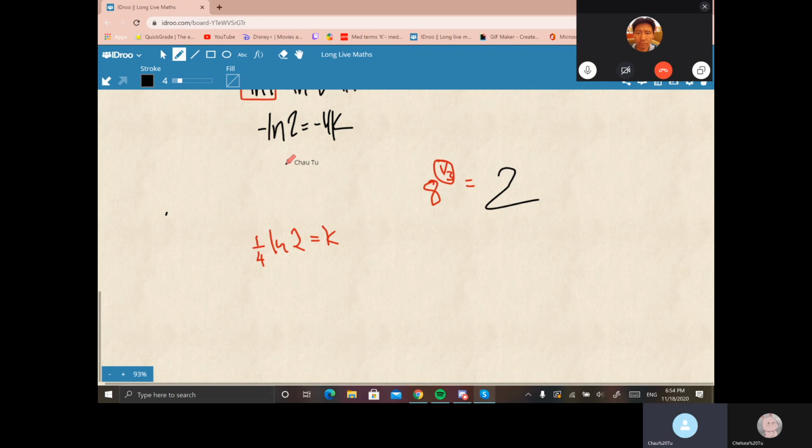Right, Chelsea? When you work with natural log or log, try and think of it in terms of this. If you want to, you can push this up here rather than having natural log of 2 over 4, even though you are allowed. Right? Okay.